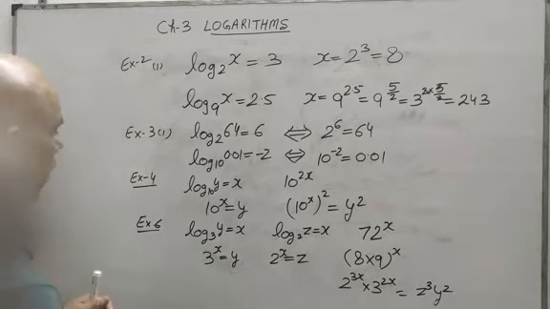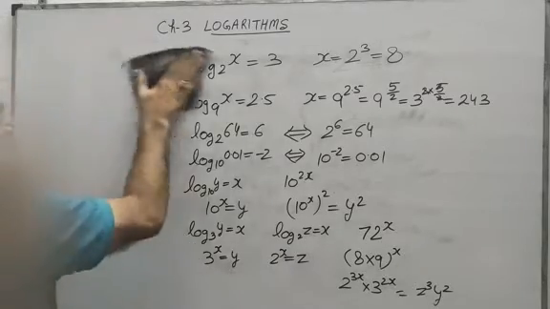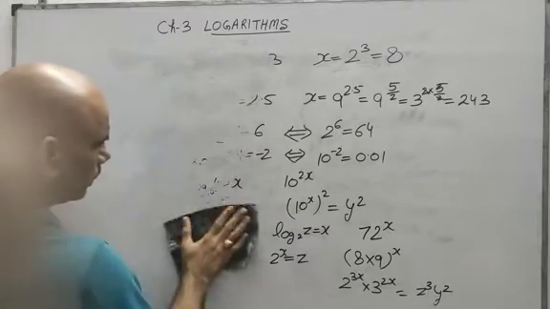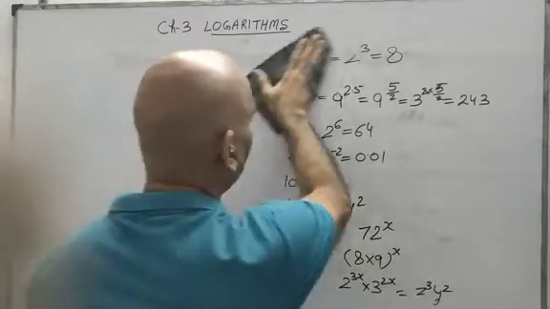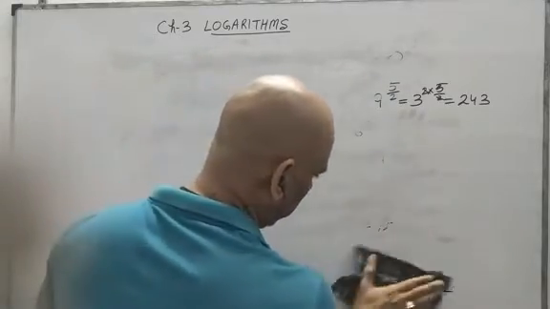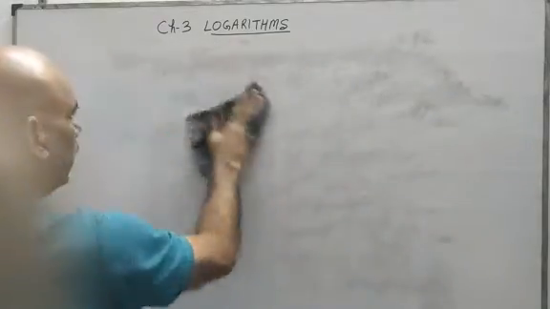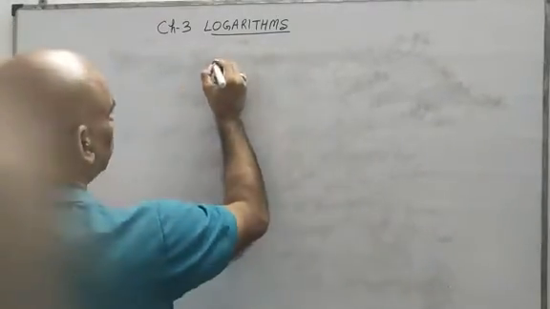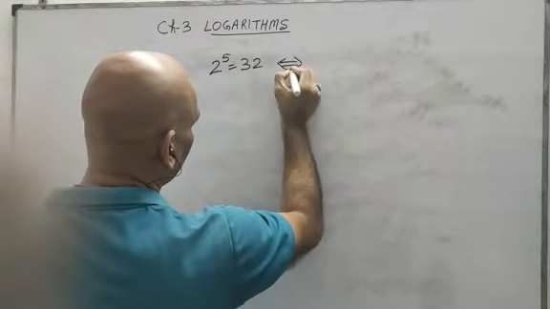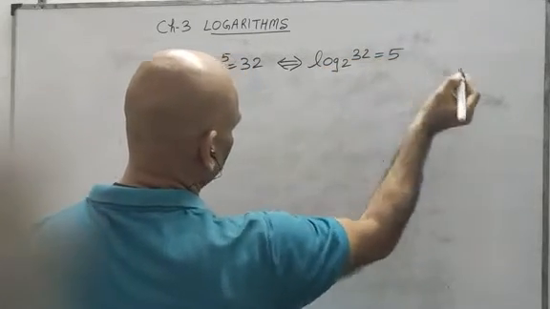Two more questions I would like to tell you in this, example number 8 and 9, and thereafter we will switch to exercise 2. The first one is quite an easy one. It is simply telling you how exponential form can be written in the form of logarithm. It must be very clear to you that if 2 to the power 5 is equal to 32, how will you write it? Log 32 base 2 is equal to 5.